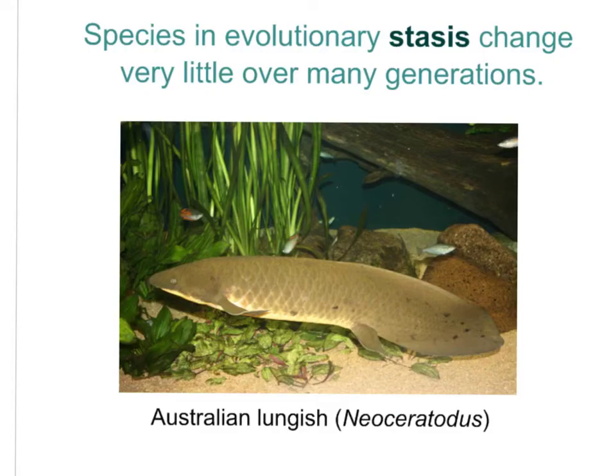Something else to just mention is the word stasis. This Australian lungfish is an example of an organism experiencing stasis. Species in evolutionary stasis change very little over many generations. This organism has remained the way it is for millions of years. So it's kind of the opposite of lots of changes. An organism that is in stasis changes very little.